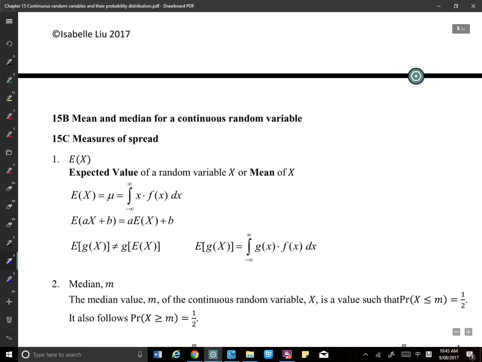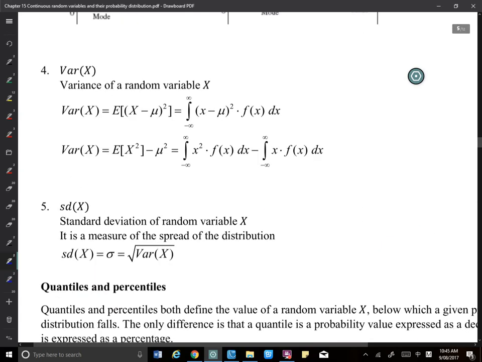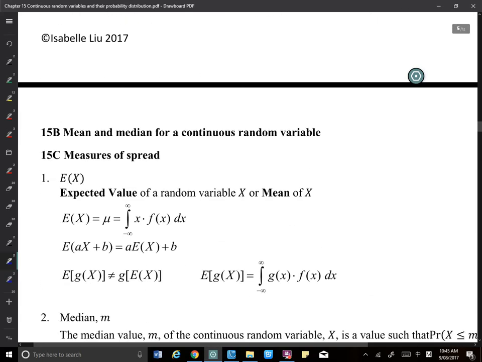I combine 15b and 15c together. This is talking about the median and mean for a continuous random variable. I still have these 5 points here. Can you see that? I still have those 5 points.